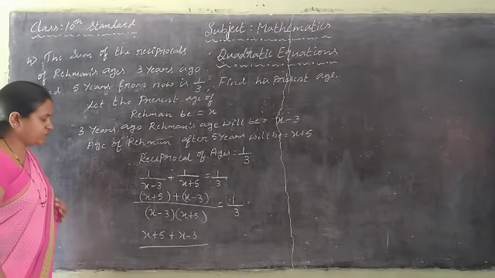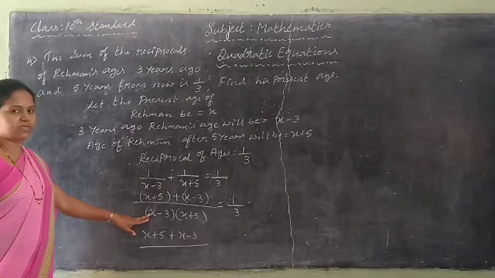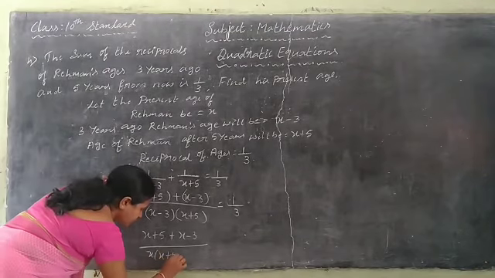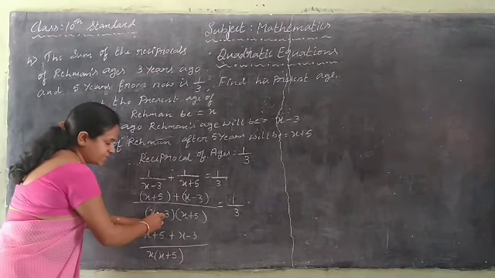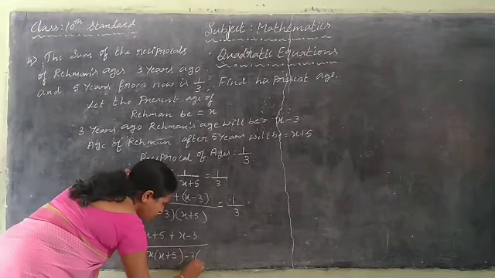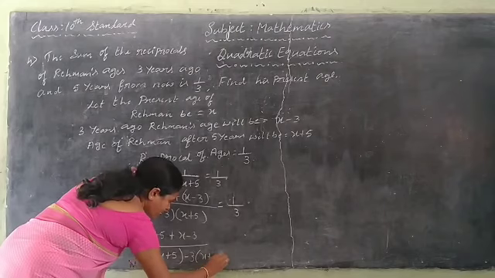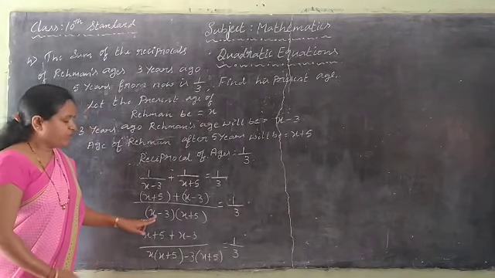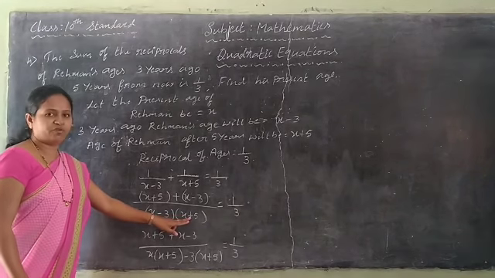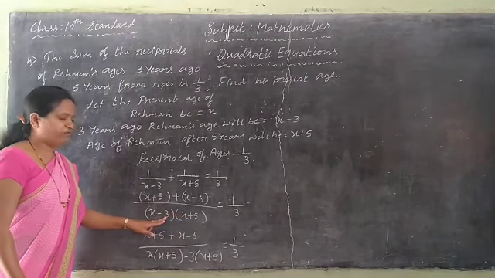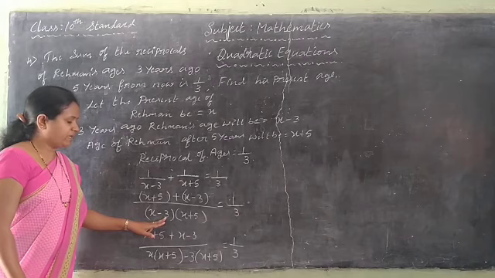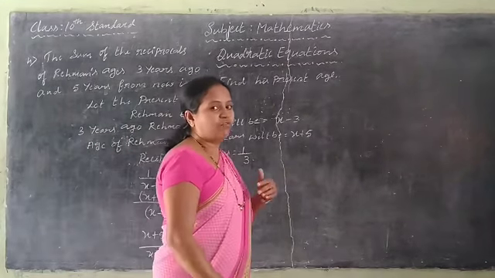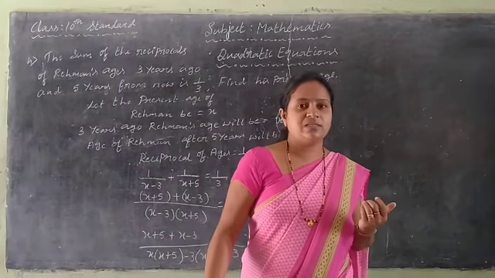See the denominator. Take the first term. What is there here? x. x into x plus 5. And then the second term, minus 3 into x plus 5, is equal to 1 by 3. You have to take the first term and multiply it by x plus 5. In the same way, take the second term, minus 3, and multiply it by x plus 5. Got it? We solved a problem like this in yesterday's class, isn't it?